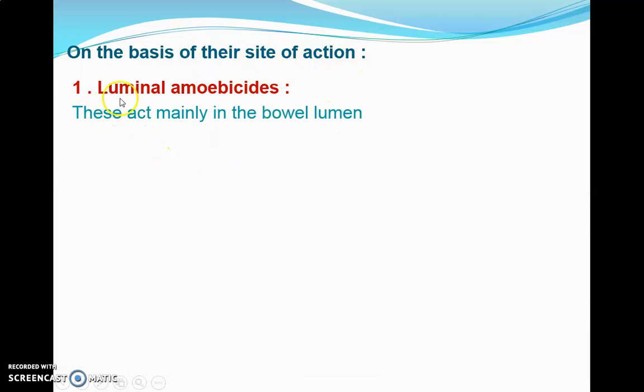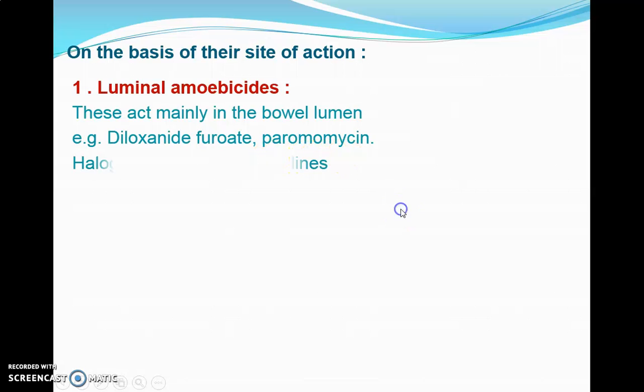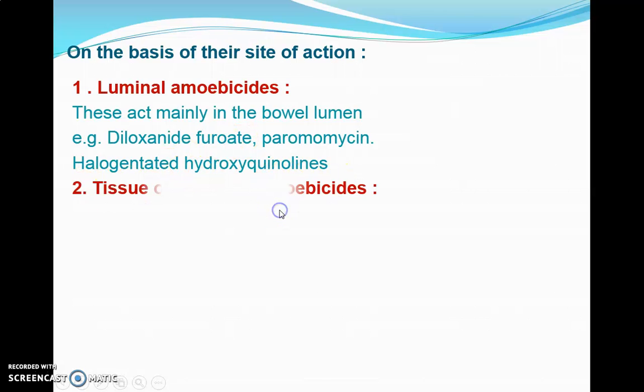Those acting on the lumen are called luminal amoebicides. These act mainly on the bowel lumen. Diloxanide furoate and paromomycin are examples of drugs which act as luminal amoebicides, and halogenated hydroxyquinoline.